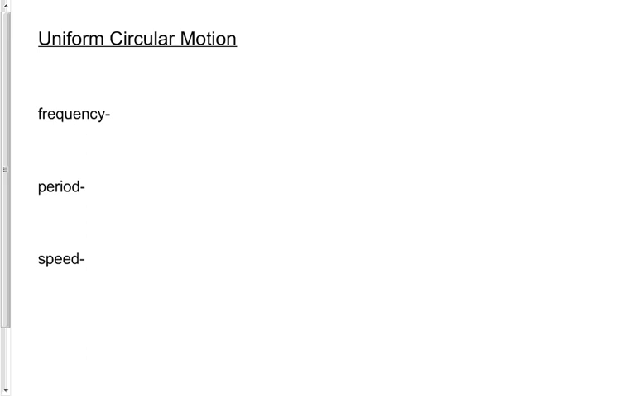Let me just define that for you right now before we go any further. Let's say it's the motion of an object in a circle moving at a constant speed.